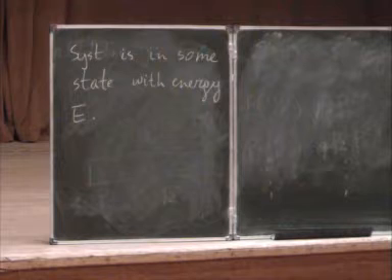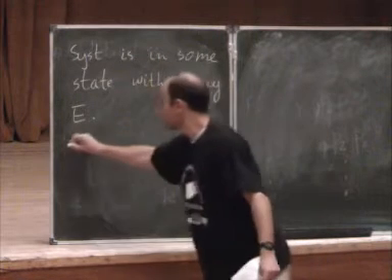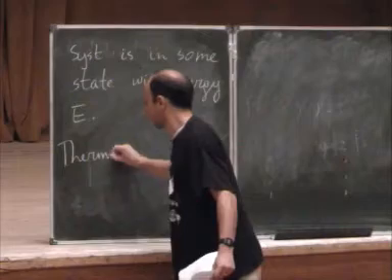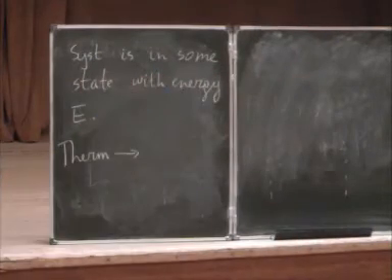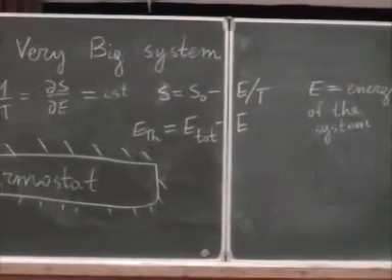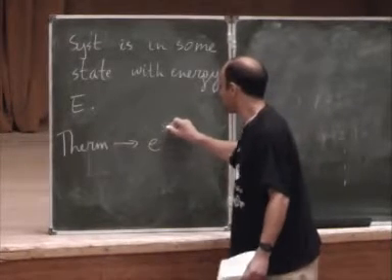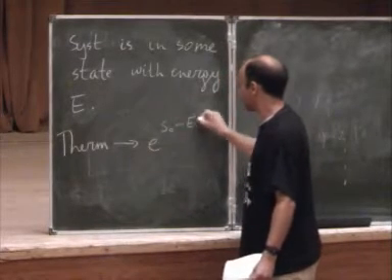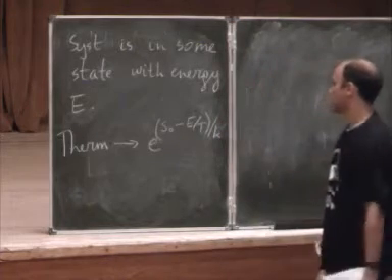Then we count how many possible states the thermostat can be in. So the number of states is e to the power S, so it has e to the power (S0 minus E) divided by k possible states.